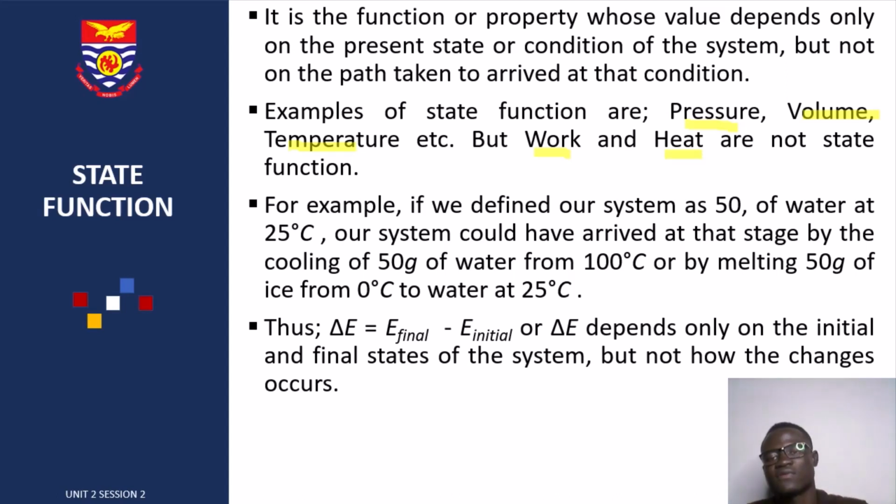For example, if we define our system as 50 grams of water at 25 degrees Celsius, our system would have arrived at that stage by the cooling of 50 grams of water from 100 degrees, or by melting 50 grams of ice from 0 degrees to water at 25 degrees. That is to say, the internal energy change is equal to the final energy minus the initial energy possessed by the system. We can therefore say that the energy change depends only on the initial and final states of the system, but not how the changes actually occurred.